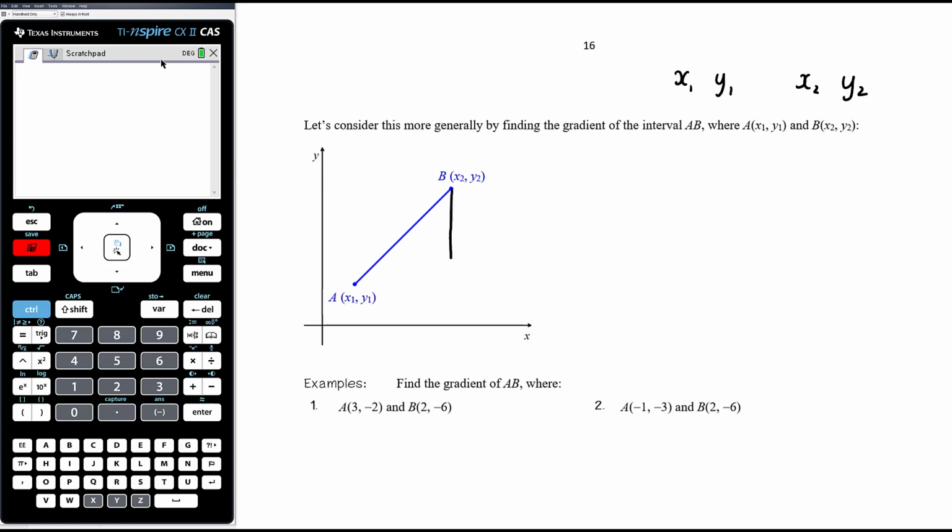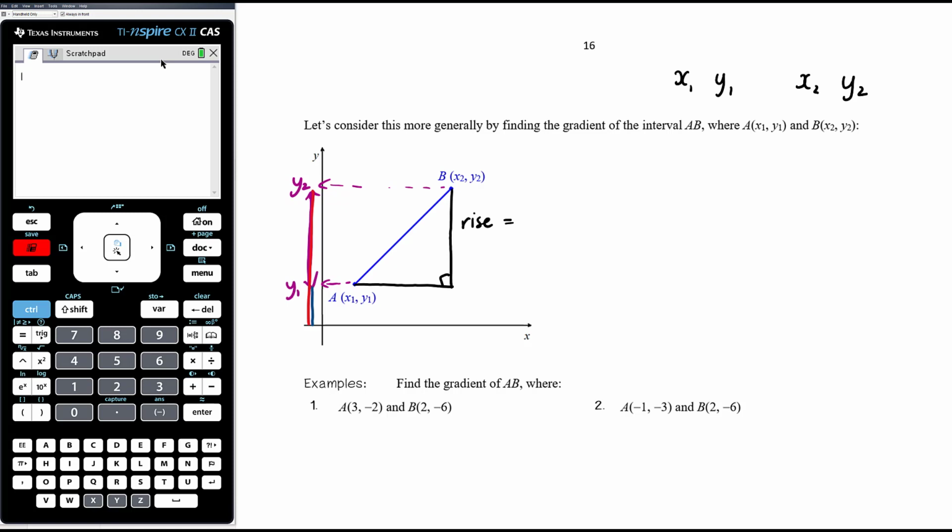So the vertical change divided by the horizontal change. Okay, so rise is the change in the y values. If we think about that, it is this distance here between those two values. Now that y value there is y2, and that y value there is y1. So if we want to find this purple distance here, we're going to do y2, which is that whole red distance, minus y1, which is that blue distance.